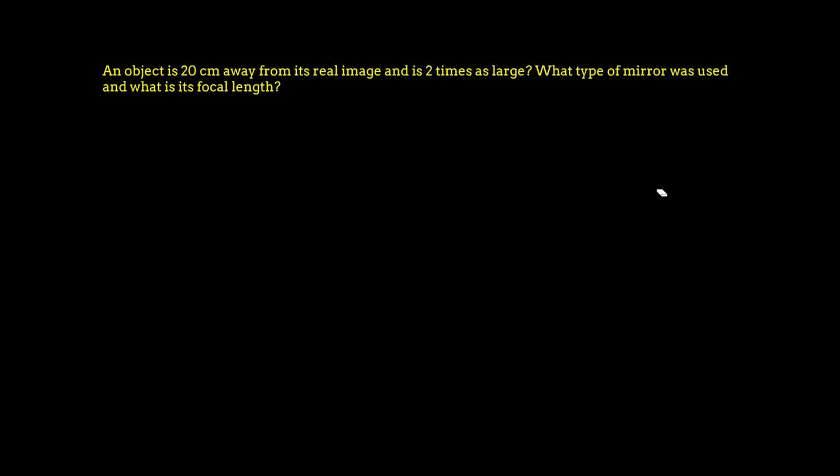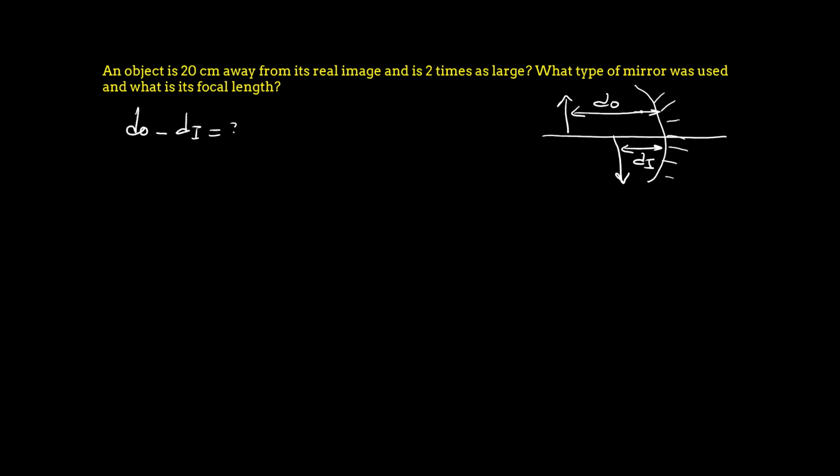All right, on to the last problem. So we have an object that's 20 centimeters away from its real image and 2 times as large. So let's first consider this situation. There's DI, there's DO, and the distance between them is 20. So DO minus DI is 20.